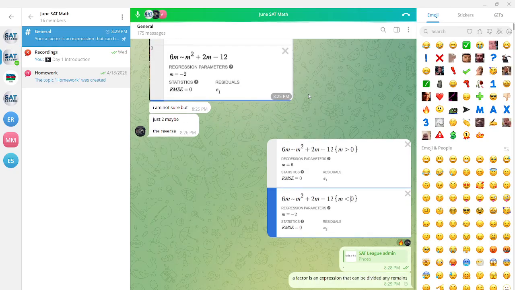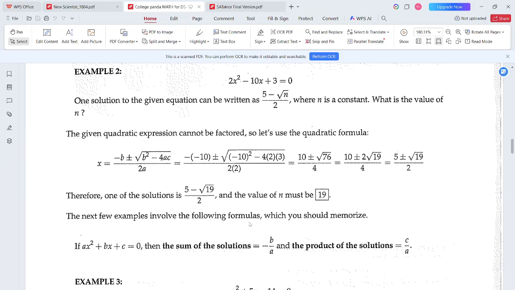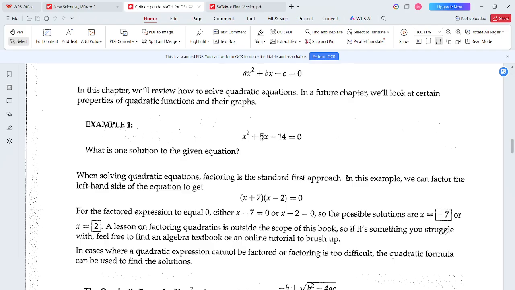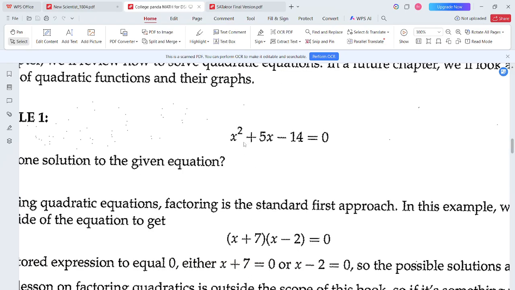For example, in this example we had in the book here, in this equation, one of the factors was x plus 7. So if you divide this value by x plus 7, there will be no remainder. I don't recall how you call it, but there will be no remainder if you divide this by this or by this. So these are the factors.